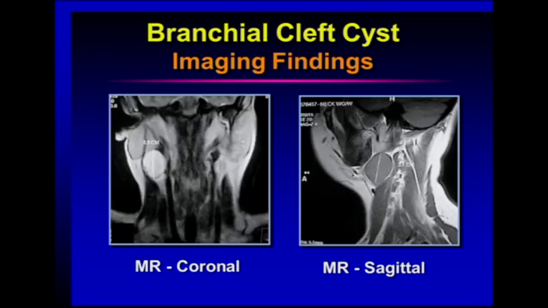The MR, coronal, and sagittal views more specifically show the location of the mass. On the coronal view, we can see the submandibular gland displaced more superiorly by the mass, and on the sagittal view, the mass lies immediately adjacent to the anterior aspect of the sternocleidomastoid muscle.